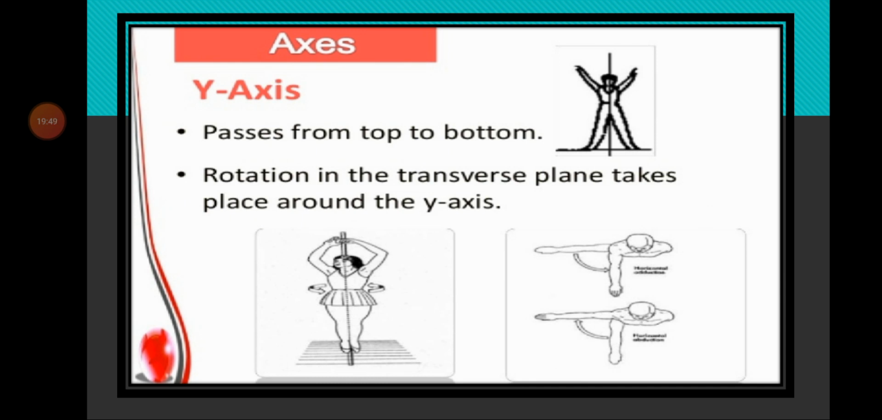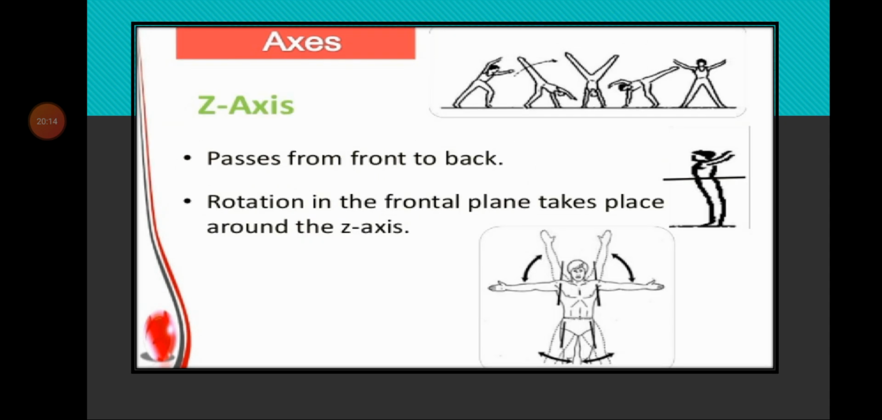Then the y-axis. It passes from top to bottom. Rotation in the transverse plane takes place around the y-axis. When we bend forward and move our hands to the left or right or stretching, the movement comes in the y-axis.